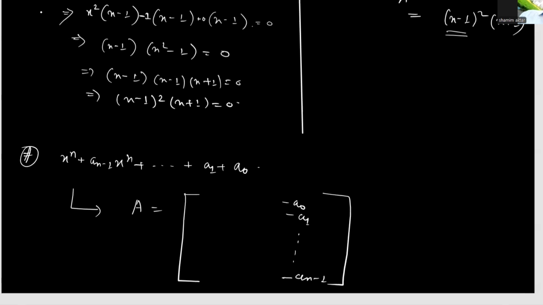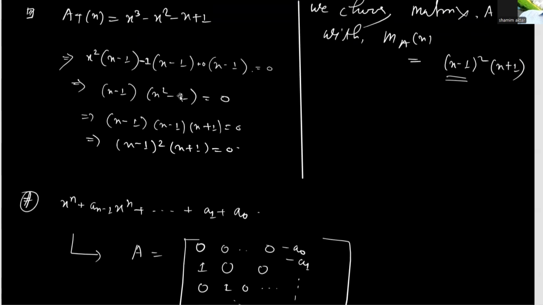Then 0 everywhere else, with 1 on the lower diagonal, and we put the polynomial coefficients in the row. So we get this matrix.